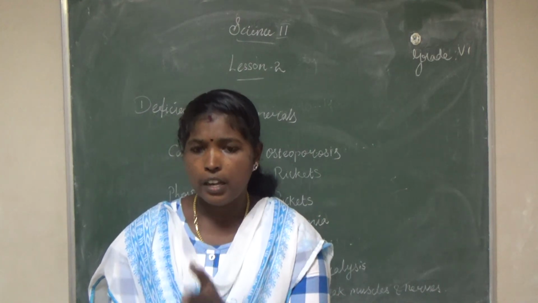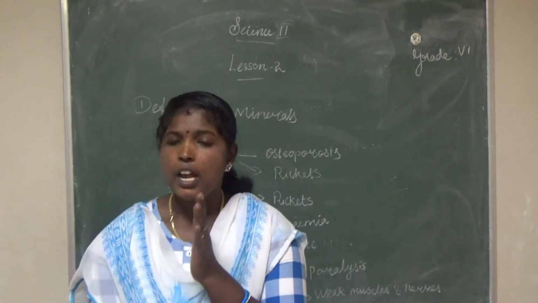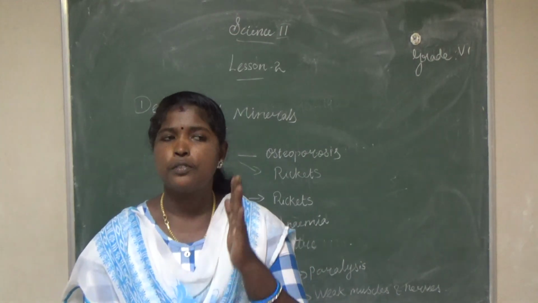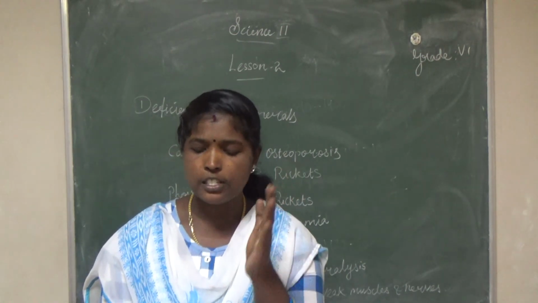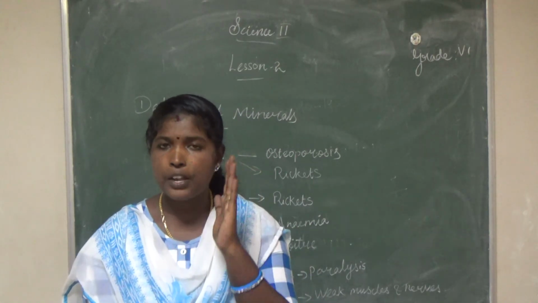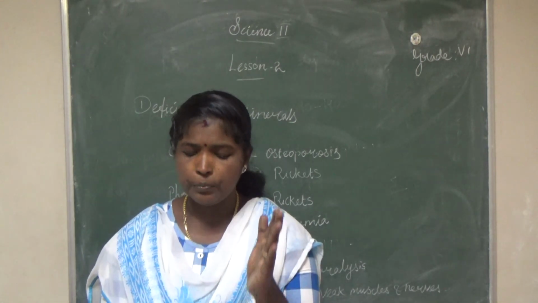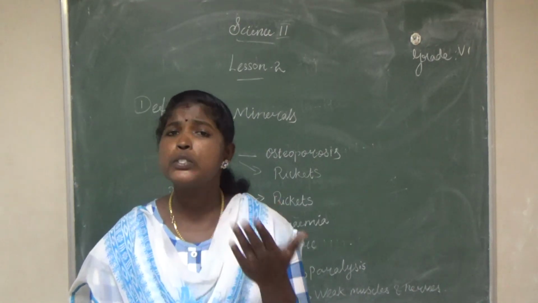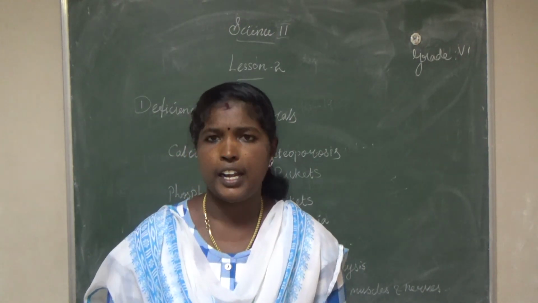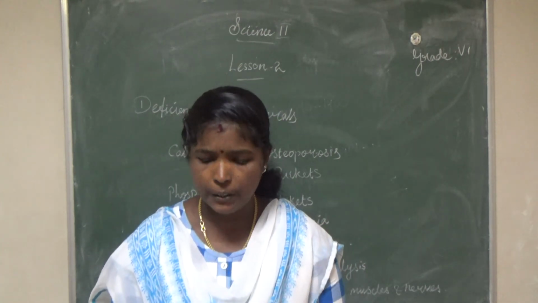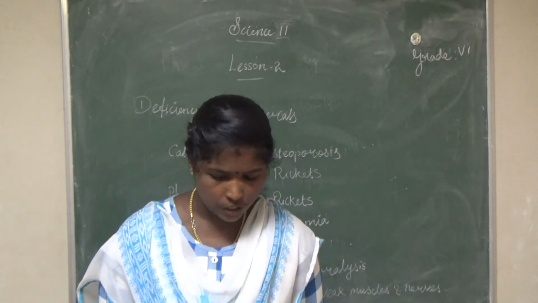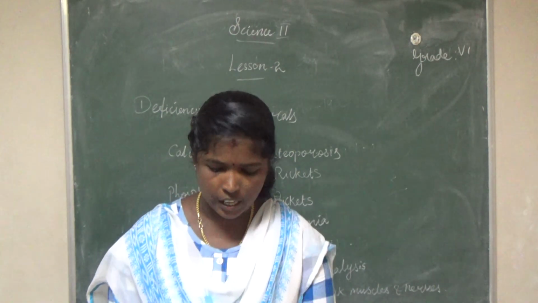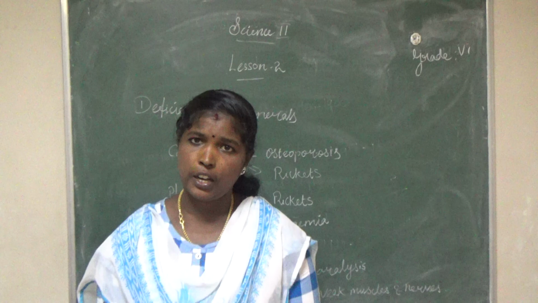Then deficiency of calcium. Deficiency of calcium leads to rickets. Same like that, phosphorus deficiency also leads to rickets. Deficiency of iron in diet leads to anemia. Deficiency of iodine in diet leads to goiter. Sodium and potassium, paralysis. Then deficiency of water leads to dehydration. Are you clear? Study portion: page number 31 and 32, one words and what is called dehydration. Okay. Thank you.